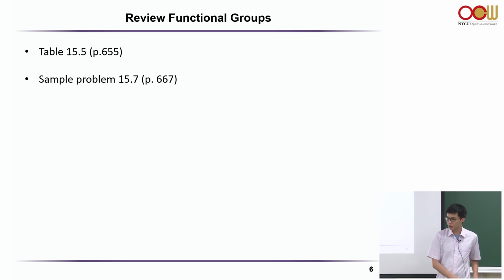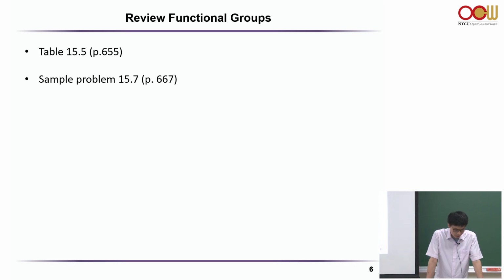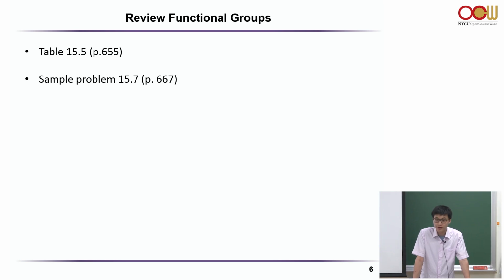Okay, let's review different functional groups. If you have your book, let's go to page 655. In the last lecture, we talked about various types of structures, and I think we mentioned all of them. Now just take a minute and look through the functional groups and compound types. Before we move on, you should be familiar with these terms. This is the language of organic chemistry.